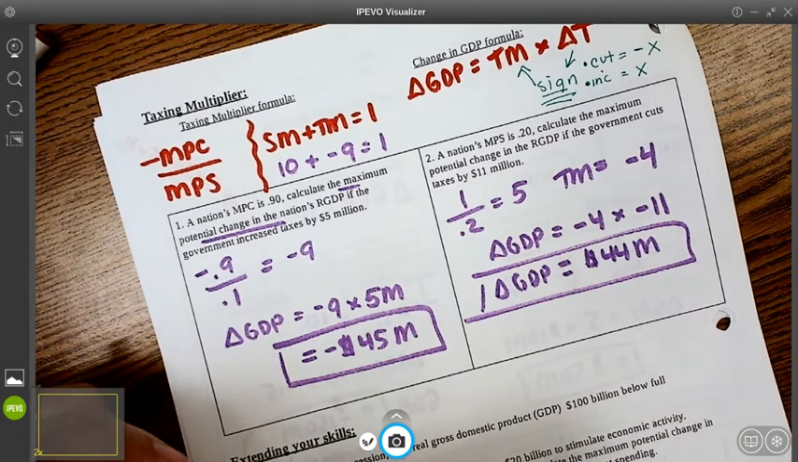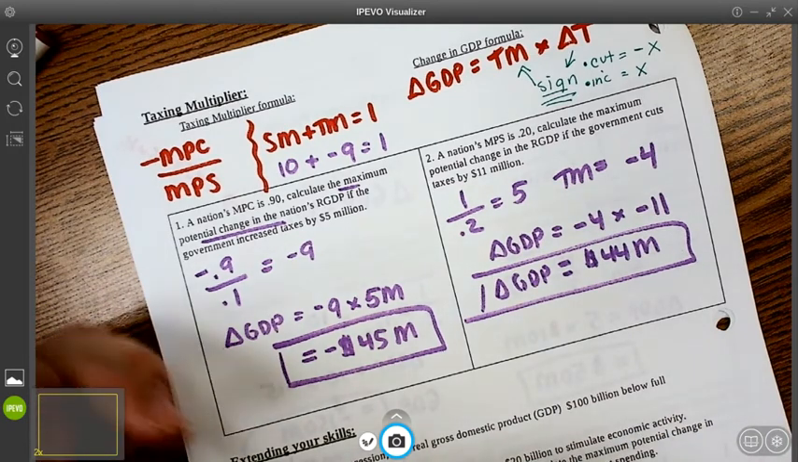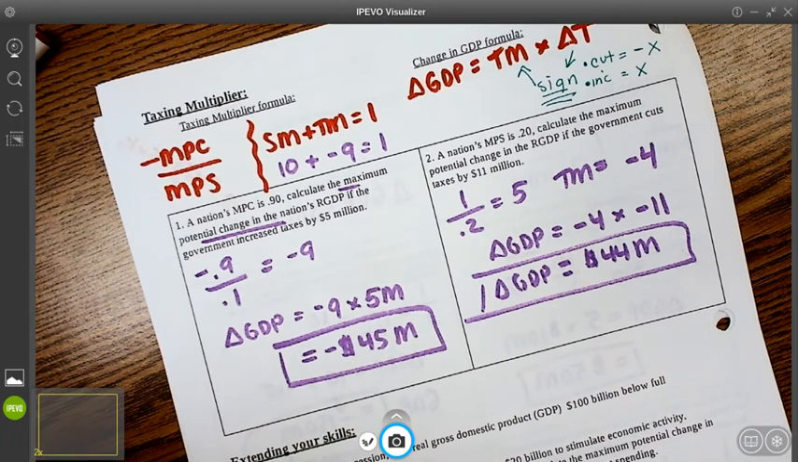Again, think about it logically. If the government cuts taxes, this gives people and businesses more money to spend. Therefore, the GDP is going to increase.